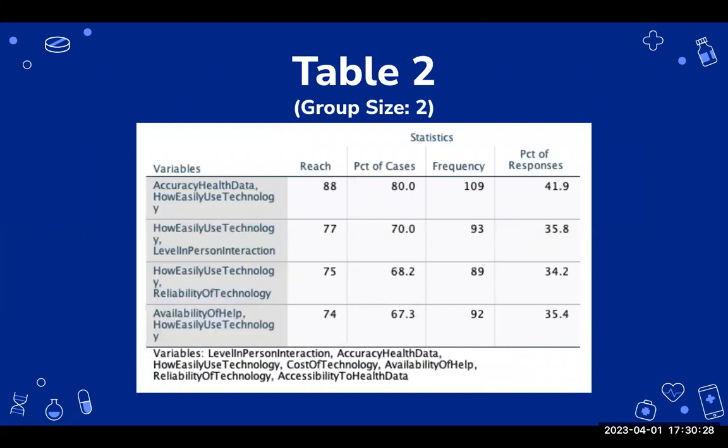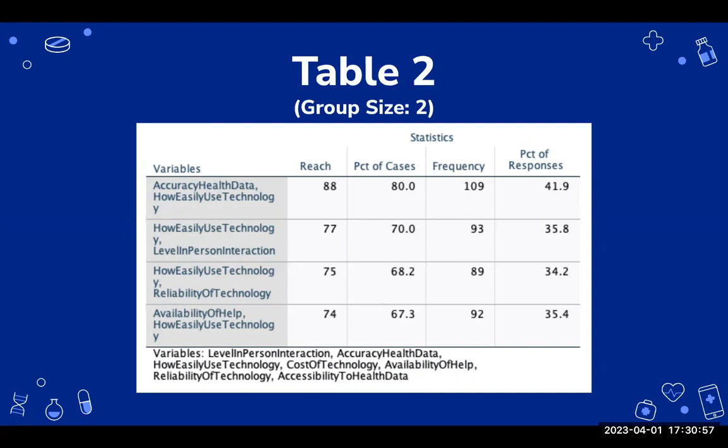So by increasing our group size to 2, we can see that combining the 2 factors of accuracy in my transmitted health data and how easily I can use RPM technology increases our reach to 88 participants, or 80% of participants, which is a significantly greater reach than any single factor listed alone. Our group thought that this could indicate the 2 factors that Care Connection may frame their advertising around in order to generate appeal in their direct-to-consumer approach.